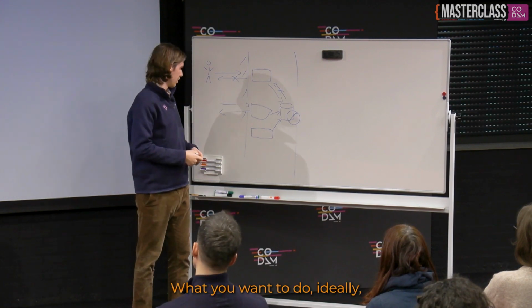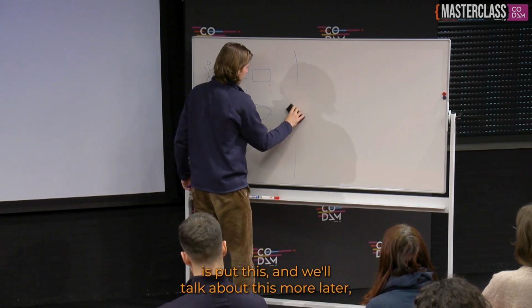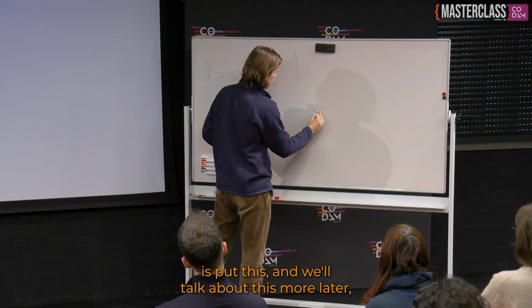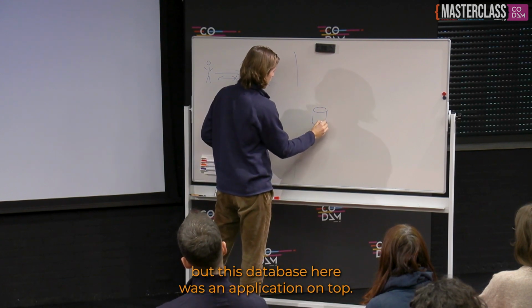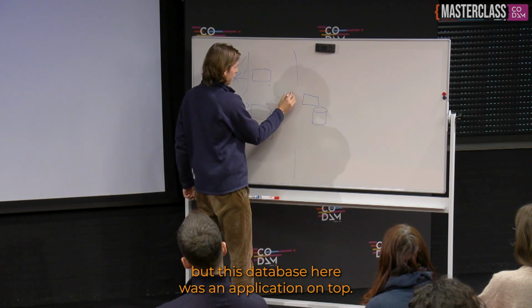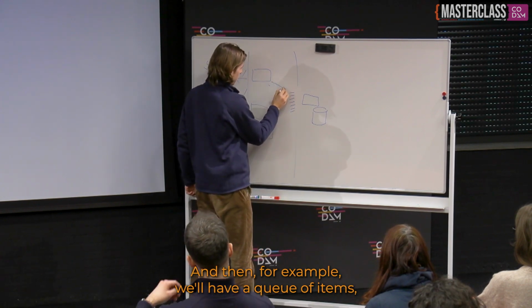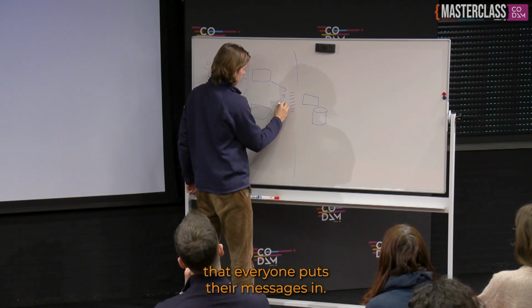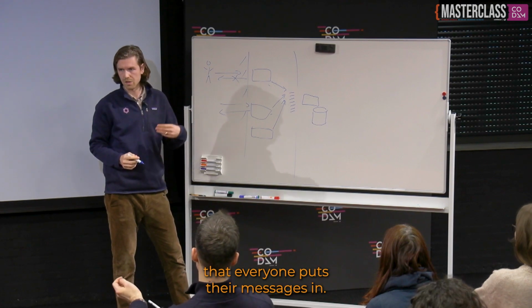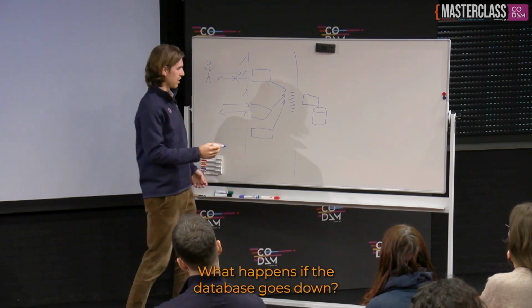What you want to do, ideally, and we'll talk about this more later, is put this database here with an application on top, and then, for example, have a queue of items that everyone puts their messages in. So users make posts. What happens if the database goes down?